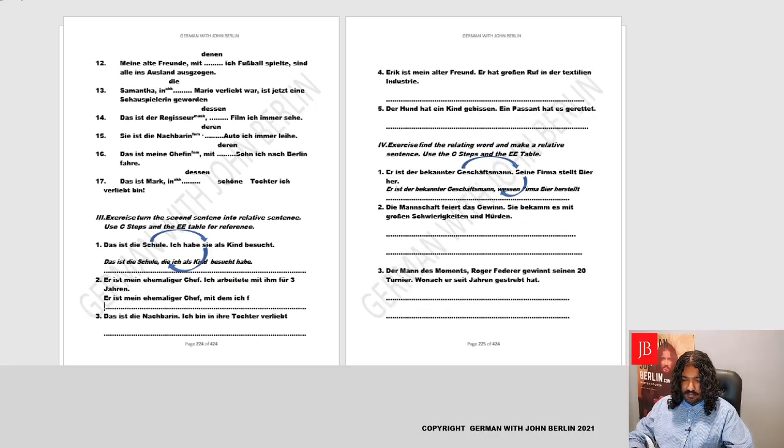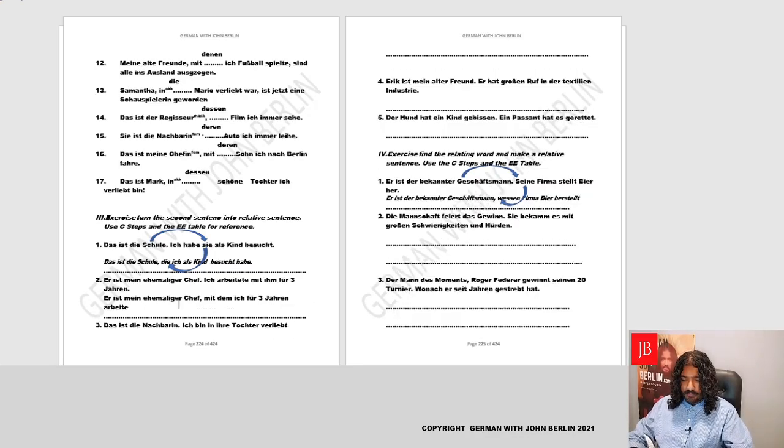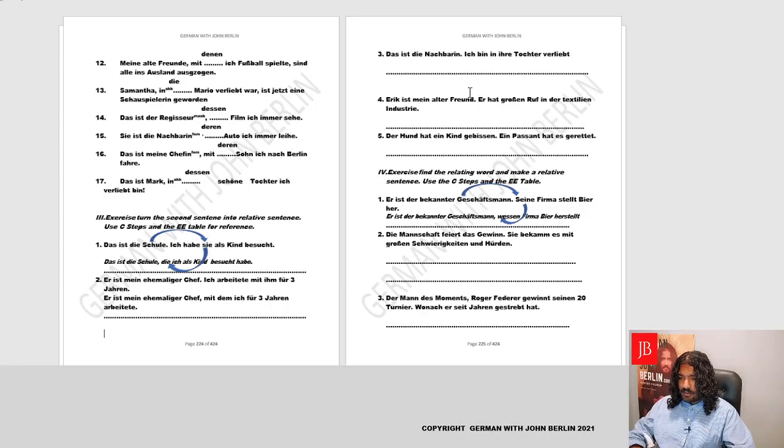Mit dem ich für 3 Jahren arbeitete. Fantastic. So ist mein ehemaliger Chef, mit dem ich für 3 Jahren arbeitete. Okay, moving forward, let's go on to the next one and let's make some space as we do it. So we see it on the next screen.